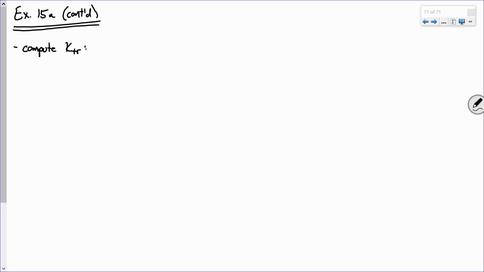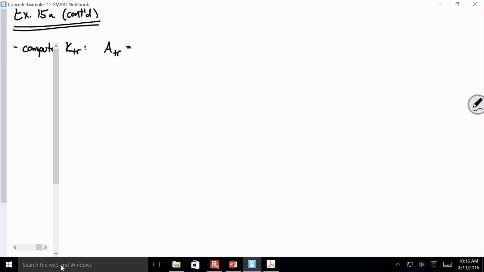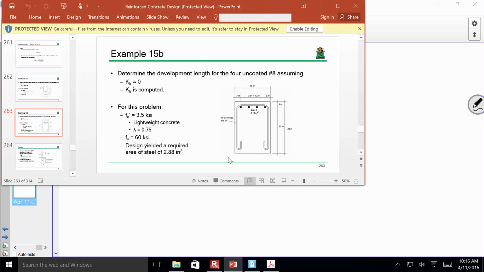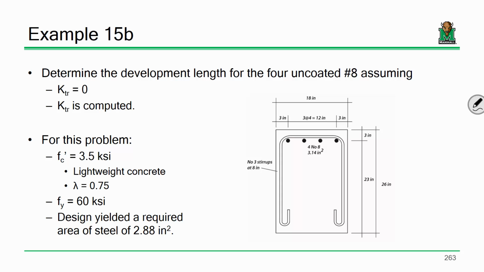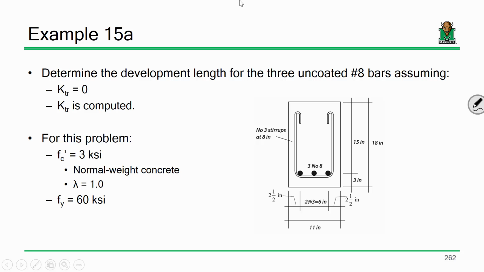Help me out. What is the area of transverse reinforcement going to be? Remember, that's the area of your shear stirrups, which might be a little small, so let me blow it up for you. So what's the area of your shear stirrups going to be? Oh, whoops. Did I skip ahead? Oh, there we go. Actually, I don't think it matters. It's the same one. What's the area of the transverse reinforcement going to be?